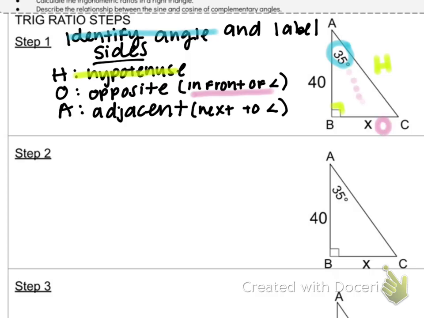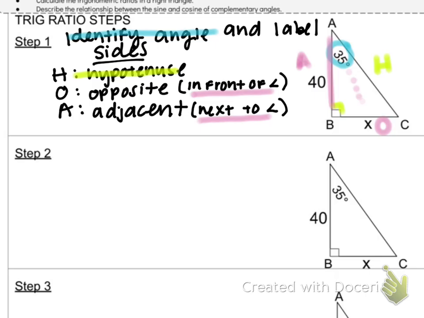Oh, and then A, adjacent, means next to. Which side is next to that 35? So right next to 35, I have two options. It can either be that side right here, AB, or this side right here, AC. Now this side, AC, is the hypotenuse already, so that leaves this side, and that is our adjacent side.